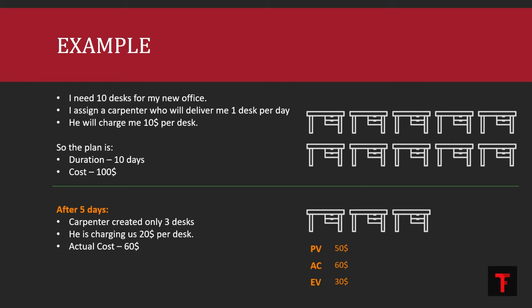And then comes EV, which is the earned value. What is earned value? It is the amount that we budgeted for the work that we have done. In reality, for 3 desks, how much did we budget at the $10 rate? For 3 desks, it was only $30. So the parameters that we talked about earlier, the planned value, actual cost, and EV, stand at these values: PV is $50, actual cost is $60, and earned value is $30 at the moment.